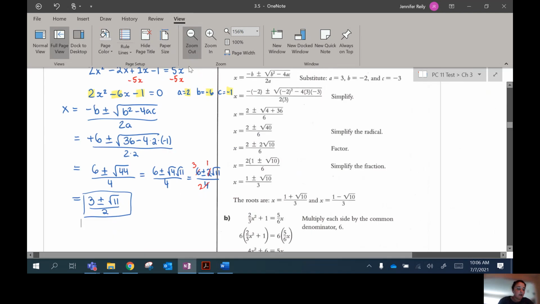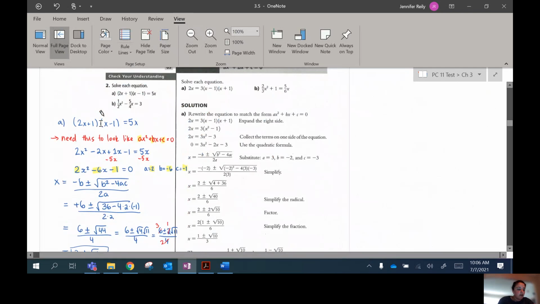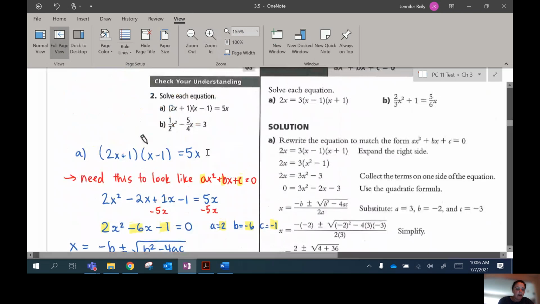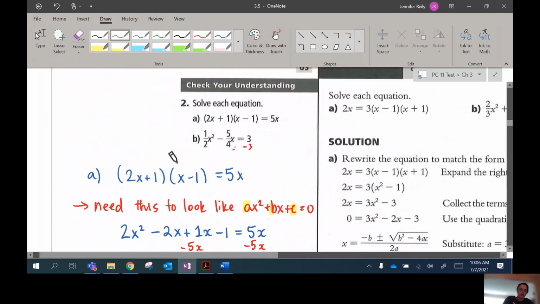So there you go. That one does have 2 answers, and you want to leave it in radical form. For part B, I'm not going to do that one fully, but I'll get you started. The first thing you'd want to do here is just move the 3 to the other side. So you'd have 1/2 x squared minus 5 over 4 x minus 3 equals 0.